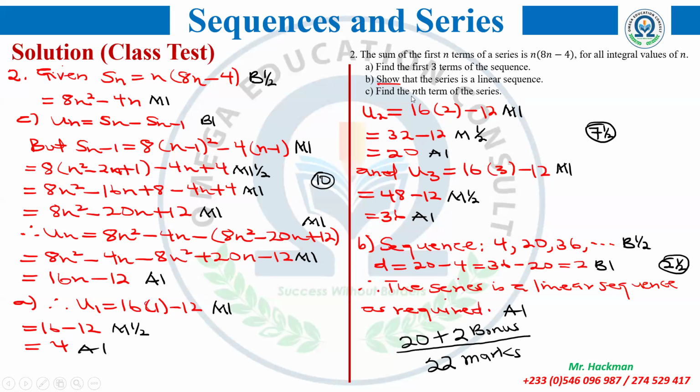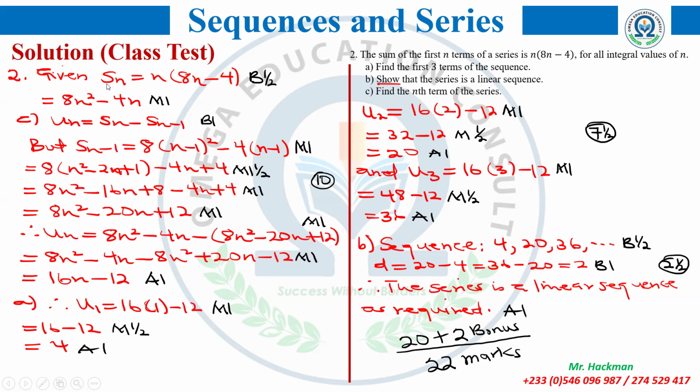If I know U sub n, I can find these, so I can find the nth term first. The order in which I answer this question doesn't really matter. I can find my nth term because I know S sub n. If I know my nth term formula, I can use it to find the first 3 terms. So I decided to do the nth term first. You know that U sub n is equal to S sub n minus S sub n minus 1. You know S sub n, that is given, but you don't know S sub n minus 1. Fortunately, we know how to find that.